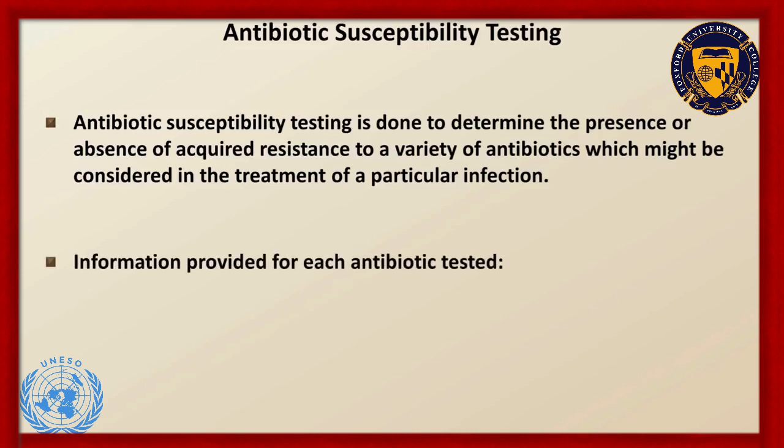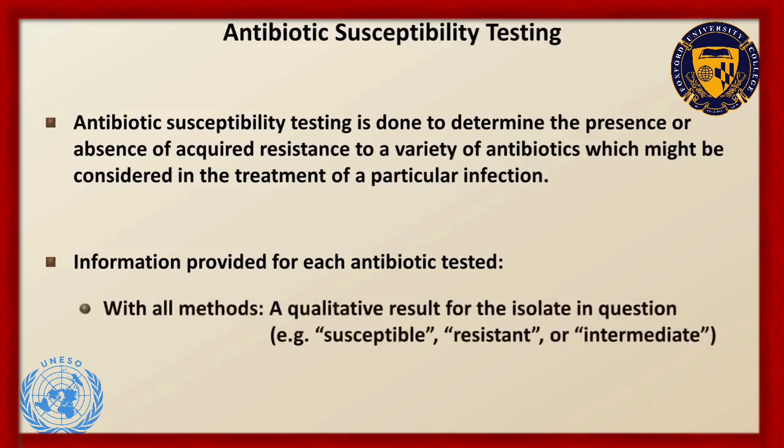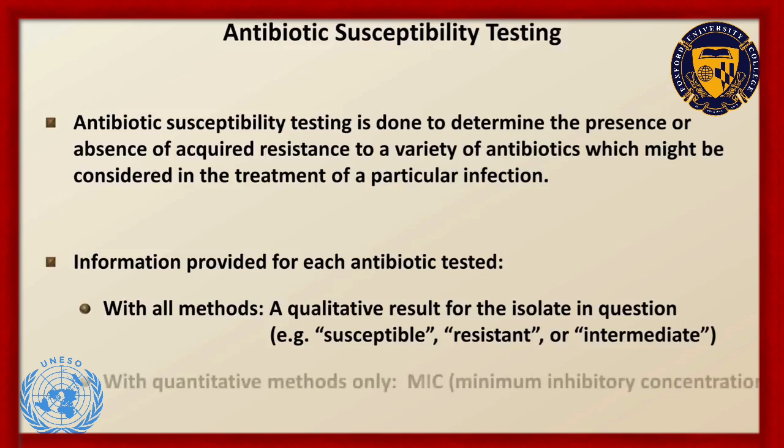Information the testing will provide for each antibiotic tested will include, for all testing methods, a qualitative result for the isolate in question. That is, the report will indicate whether the isolated bacterial strain is susceptible, resistant, or intermediate to a particular antibiotic. And with quantitative methods only, the report will also indicate something called the MIC for each antibiotic. MIC stands for minimum inhibitory concentration.